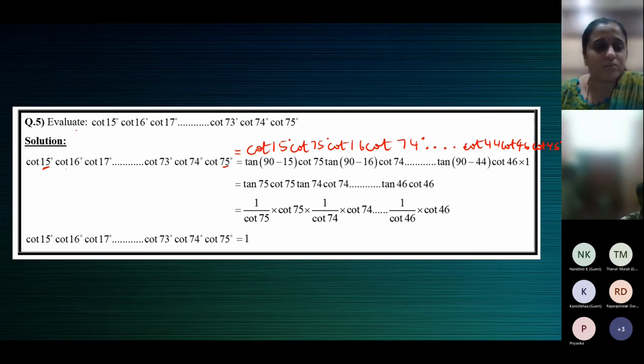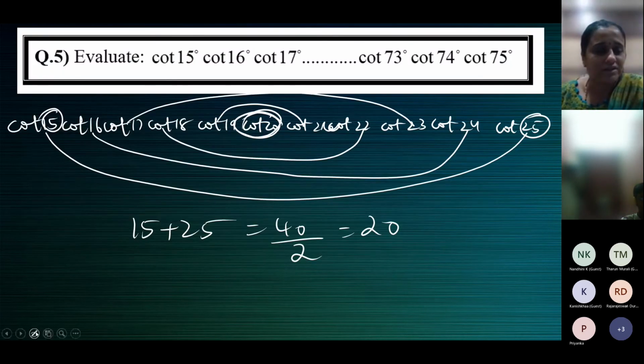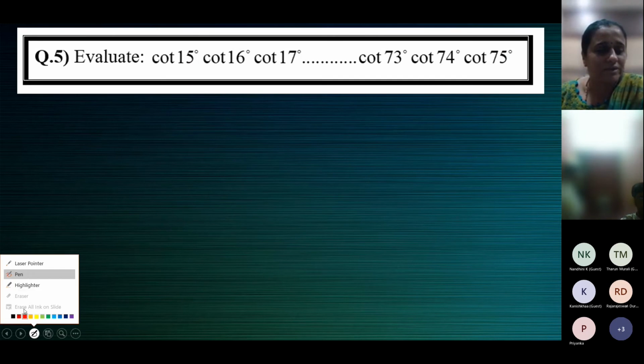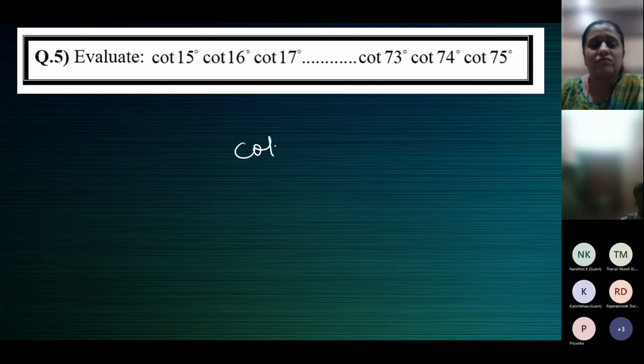So like this, when you group 15 degrees, the first one, 15 and 75, then group 16 and 74, then 17 and 73. When you go on like that, as I told you, 15 degrees plus 75 degrees is 90. 90 by 2 is 45. So 45 will be left in the middle. Cot 45 degrees will be left alone in the middle. It will not have any pair.